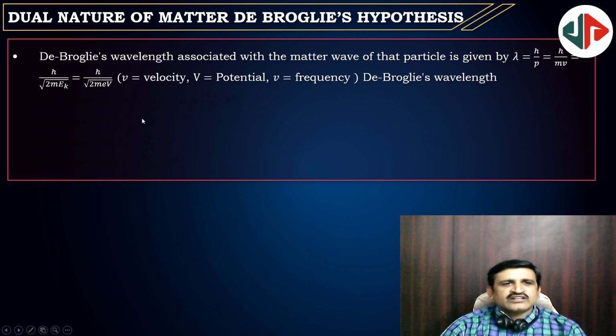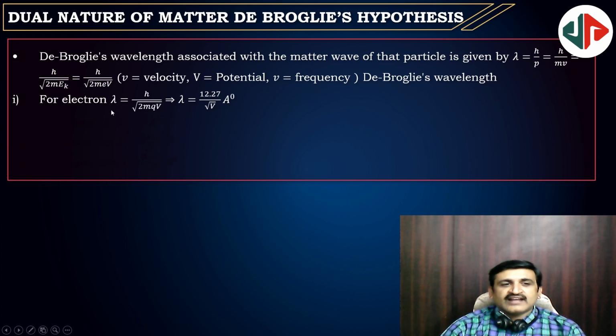Dual nature of matter, de Broglie hypothesis. De Broglie hypothesis says every moving particle is associated with a wavelength which is called de Broglie wavelength, lambda equal to h by p. If the particle moves faster with more momentum, then its wavelength will be smaller and a high energetic wave will be associated with it. h by mv, h by square root of 2mK, h by square root of 2meV. These are all the formulae to solve problems.